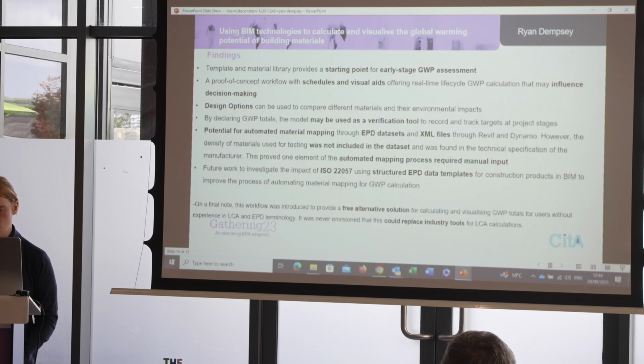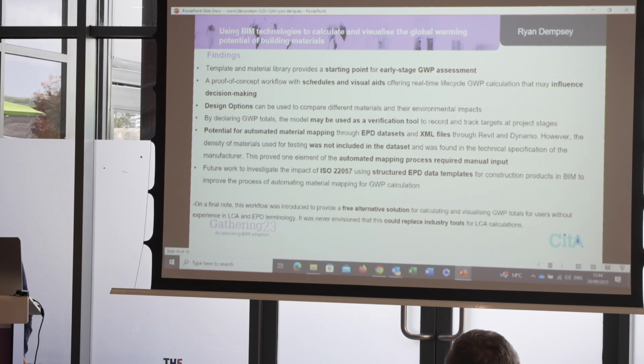Yeah, so just from overall findings from the research, a template material library was created, which provides a starting point for early stage GWP assessment. A proof of concept workflow with schedules and visual aids, offering a real-time lifecycle GWP calculation that may influence decision making. Design options can be used to compare different materials and environmental impacts. By declaring GWP totals, the model may be used as a verification tool to record and track targets at project stages. There is a potential for automated material mapping through EPD datasets and XML files through Revit and Dynamo.